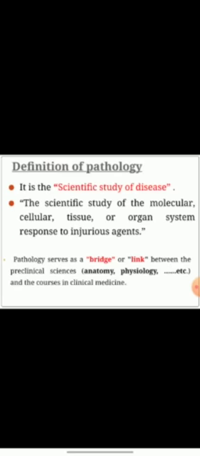So until now I have told you about the evolution and various branches of pathology: clinical pathology, hematology, surgical pathology, cytology, autopsy pathology. Now what is pathology? What is the definition of pathology? Pathology is the scientific study of disease. It can be at the molecular, cellular, tissue or organ system level, in response to injurious agents.